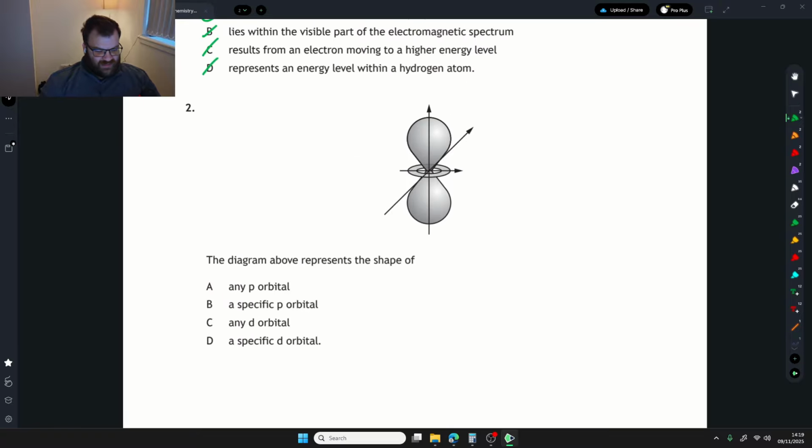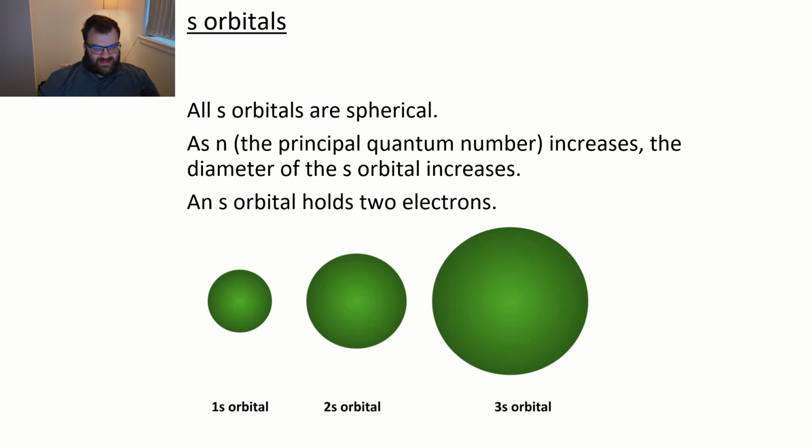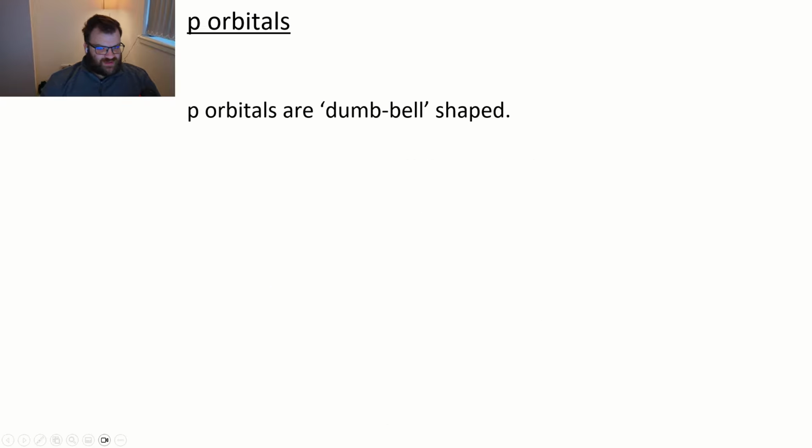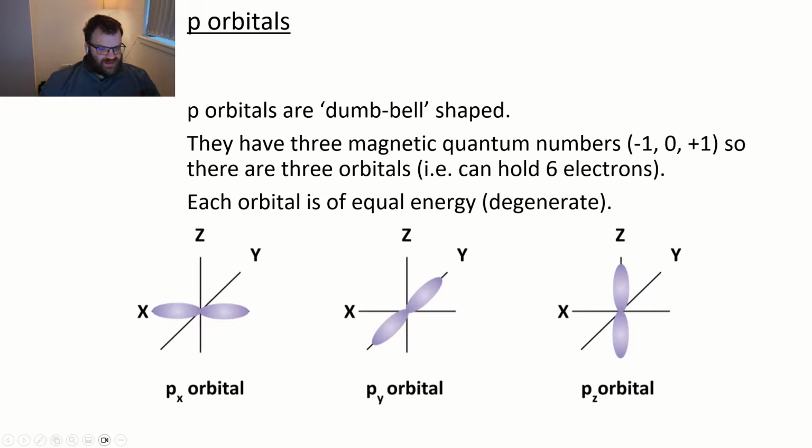In this one, we're given a diagram of an orbital. If we had an s orbital, it would be a sphere. We do not have them. If it was going to be a p orbital, they would be dumbbell shaped, orientated along an axis, which is not what we've got, so it's not going to be a p orbital.